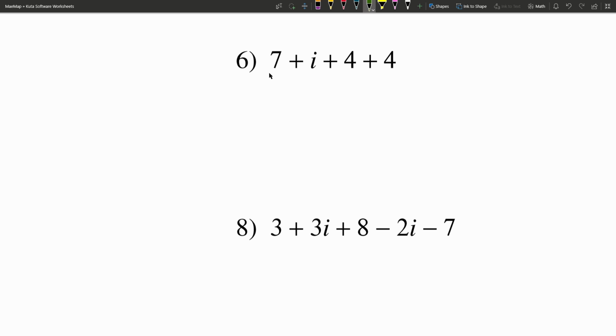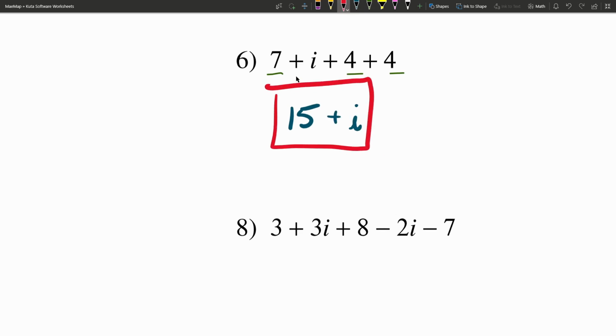Combining all my real parts, I have 7, 4, and 4. 7 plus 4 plus 4 is going to result in a positive 15. And I just have this one single imaginary part, so I'm just adding i. 15 plus i is my complex number for number 6.